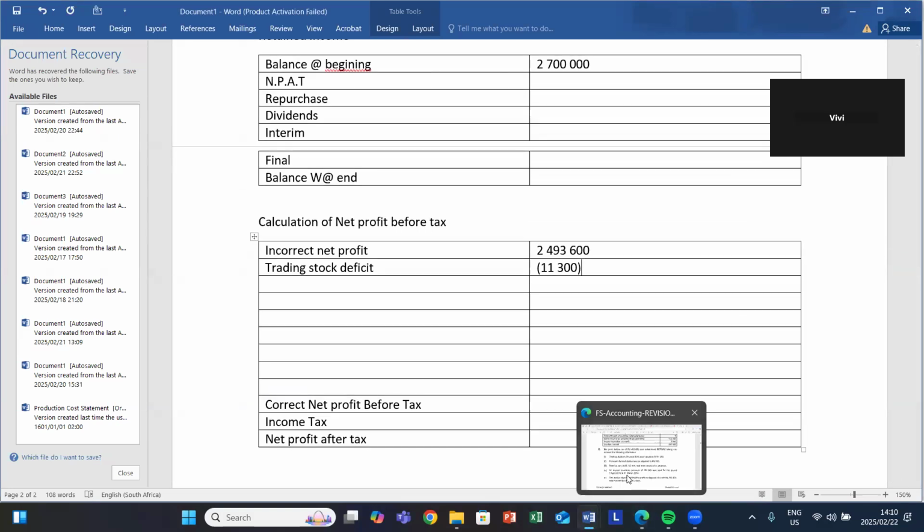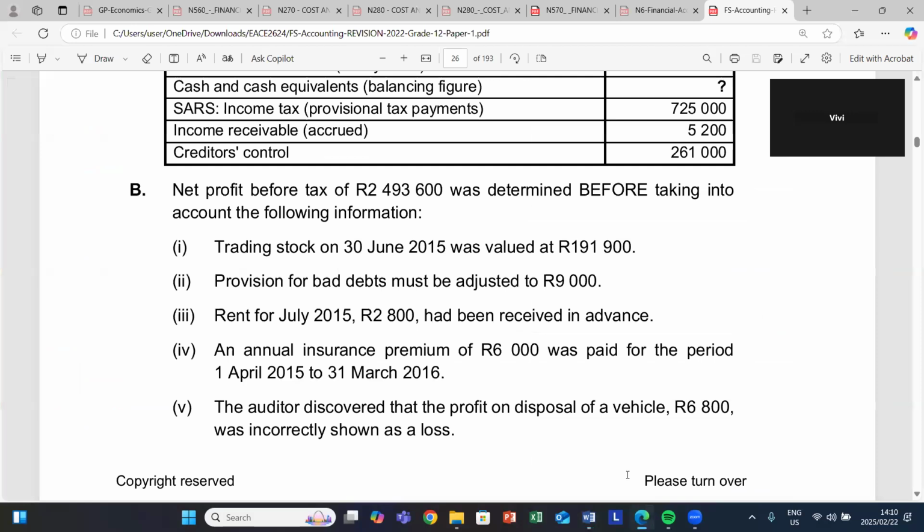So let's go to our next transaction. They told us that provision for bad debts must be adjusted to 9,000. I said that with regards to a provision for bad debts, you compare the one that is in your trial balance with the one that is in your adjustment. If the trial balance one is more than the adjustment one, you record the difference under your income.